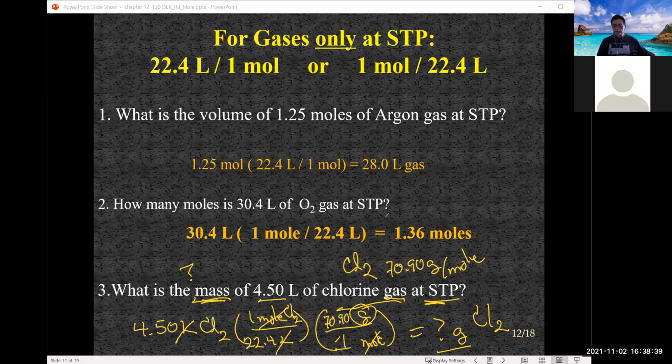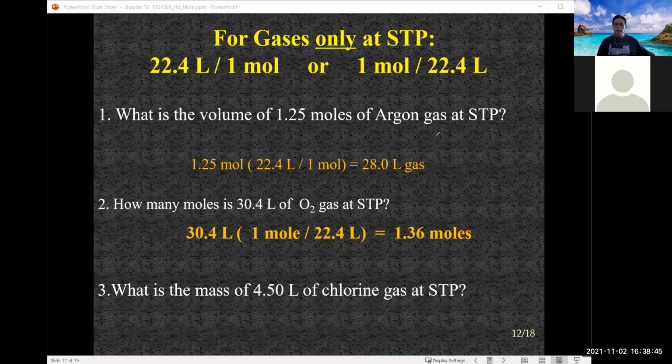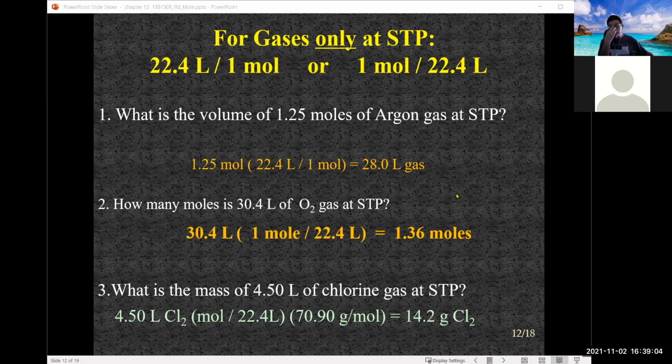Now it's a matter of plugging in the numbers and seeing what you get. Okay. Now in this case, sig figs can come from either the 4.50 or the 22.4. They both have 3 sig figs, so our answer should have 3 sig figs, and that is the case. And so 4.5 liters of chlorine gas, a large volume, will weigh 14.2 grams.